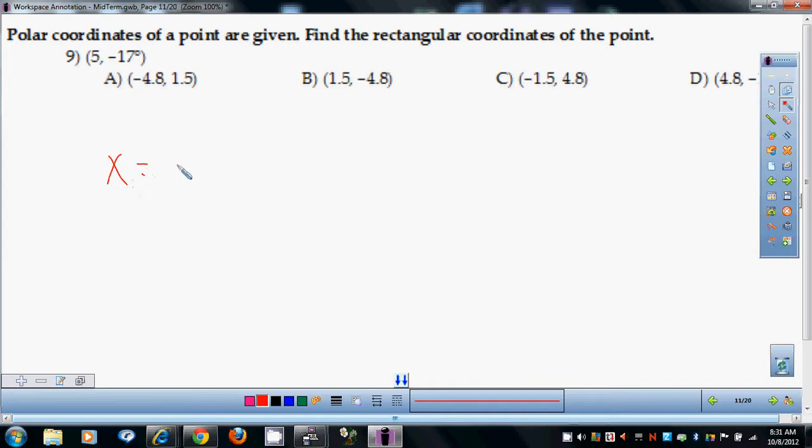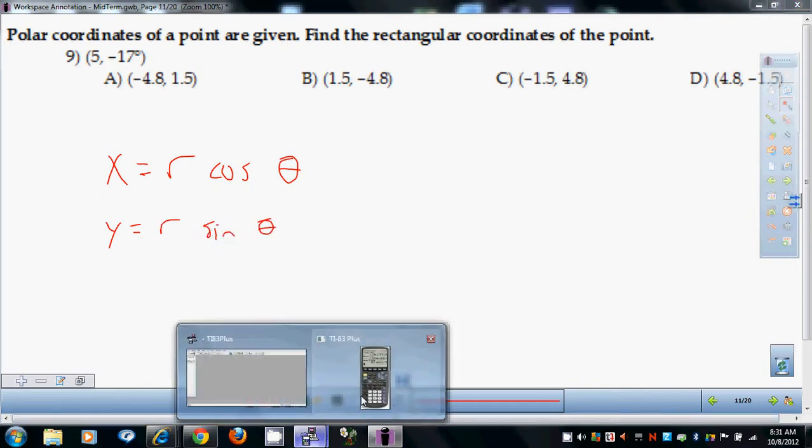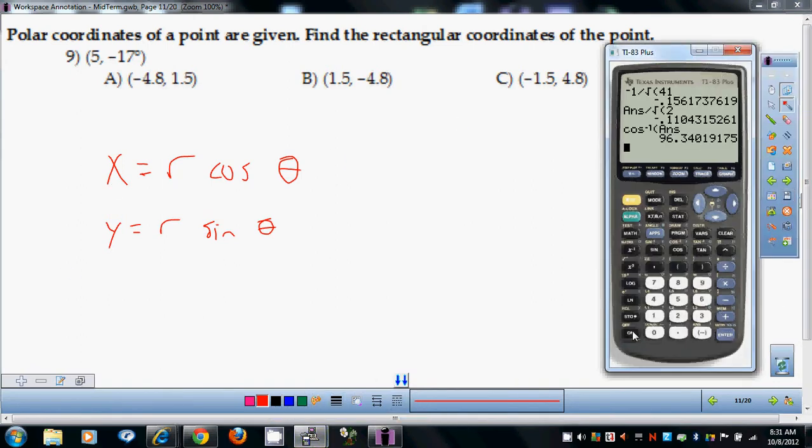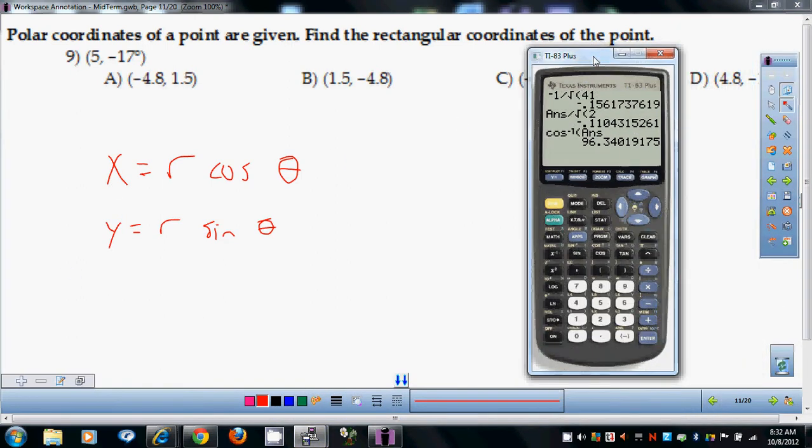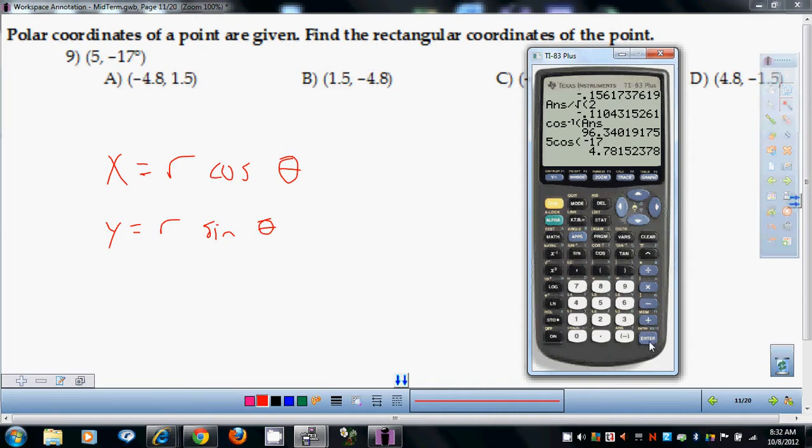X equals r cosine theta. Y equals r sine theta. Muy bien. Here we go. 5 cosine negative 17. Enter. 4.78.